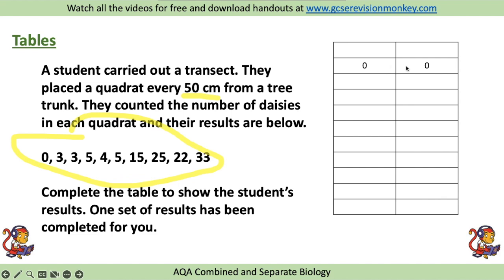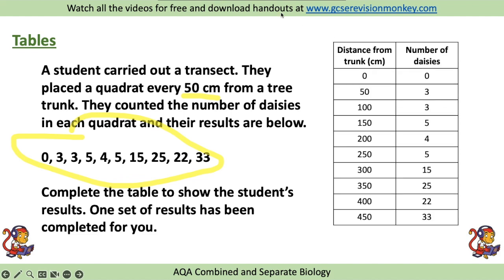Sometimes they'll complete the first result to give you a clue to put your headings in the table, and sometimes they don't. So look out for that. If they don't, you must make sure you've got the headings in. So you'd have to complete the table by writing in appropriate headings. So it said they placed the quadrat different distances from the trunk. So let's call this distance from the trunk in centimetres. And they counted the number of daisies, so you put that in the right-hand column, and you're going up in 50s as the question tells you, and in this column you're just writing in the order that they've given you the results as they have collected them.